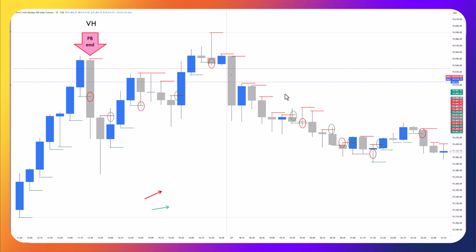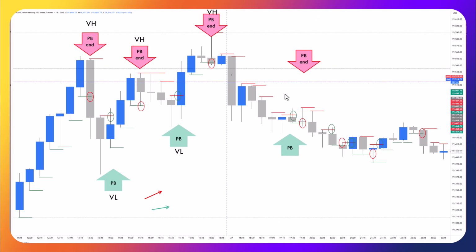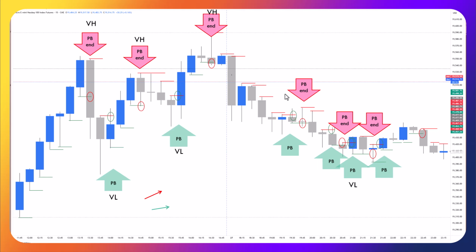So here, if we put the end of a pullback, it is pullback end, pullback end. Here again, a pullback starts, pullback ends, it starts again, and it goes on and on like this. Sometimes we have a lot of pullbacks, and a pullback ends here, as you see. Okay, this is too much noise for our mind to process.